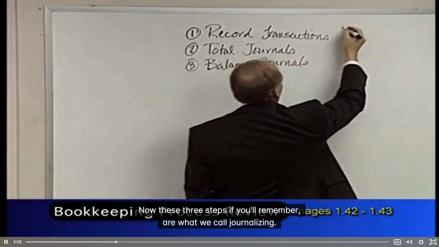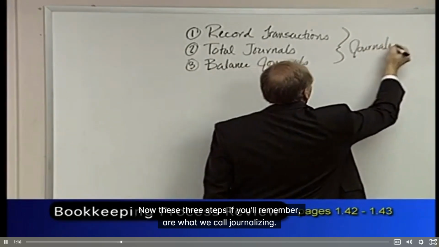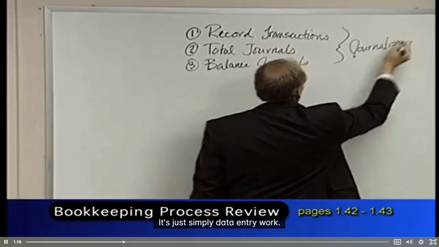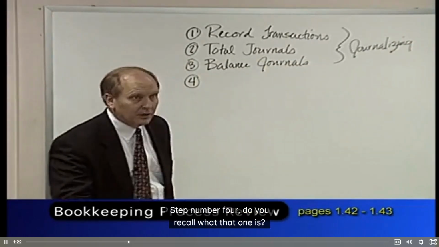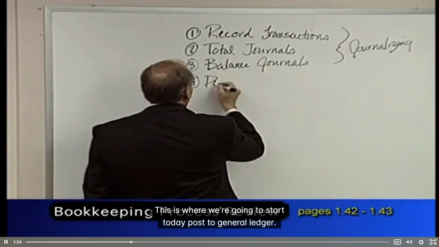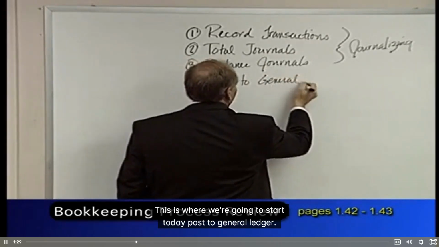Step number 4. Now, these 3 steps, if you'll remember, are what we call journalizing. Okay? And it's just simply data entry work. Step number 4. Do you recall what that one is? This is where we're going to start today. Post to general ledger.